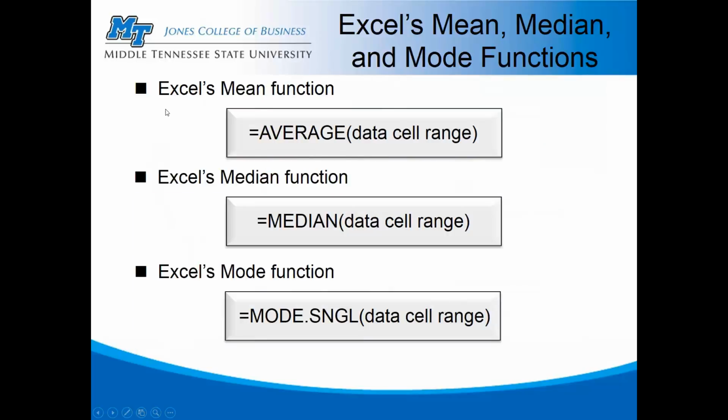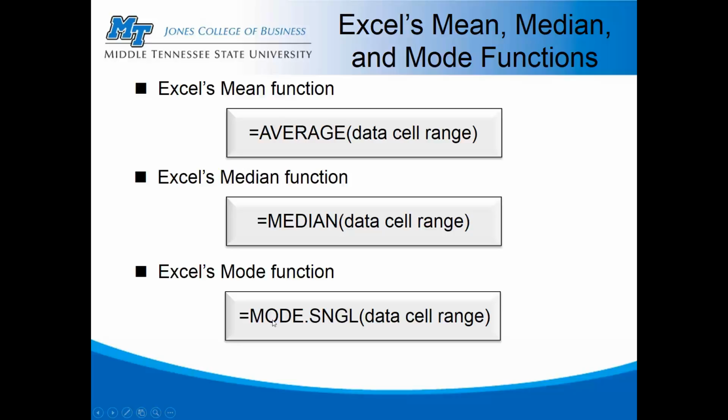Now Excel has functions built into it that will calculate these measures very efficiently. The average function will calculate the mean for you. All you have to do is put in the range of the data values. There's a median function that will calculate the median. It's not necessary for you to go through there and pre-sort the data. It'll do the sort process for you, and it just figures out what the median is.